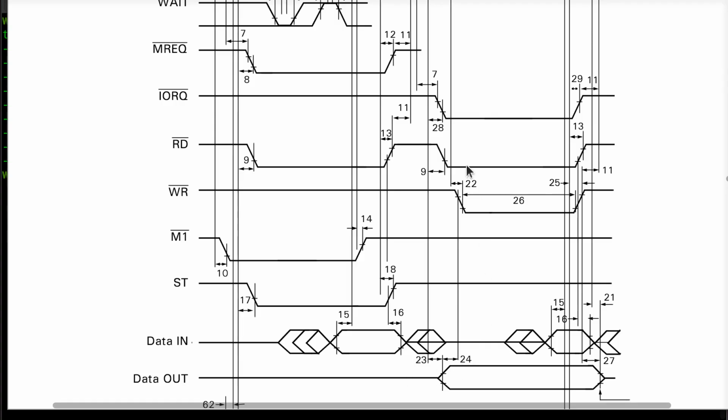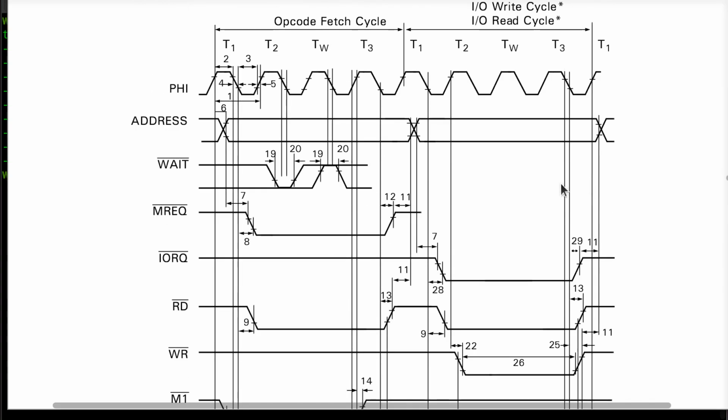Point is, the data out is valid prior to the falling edge of write, and it'll hold after the rising edge of write ends over there. An I/O cycle at a minimum is this long. It can be longer if you add more wait states, which I have all shut off in this configuration.